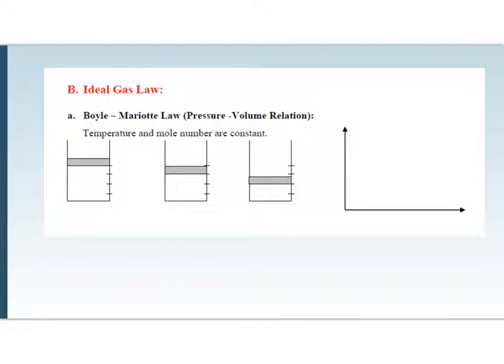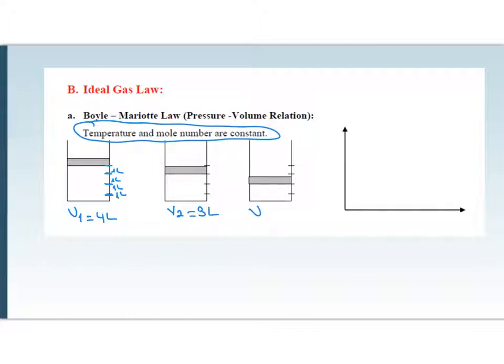Let's start directly with the ideal gas laws. The first law is the Boyle-Mariotte law, indicating the relation between pressure and volume. In order to examine this relation, the other variables like temperature and mole number should be constant. Let's say that each unit here is 1 liter. So let's say that volume 1 is equal to 4 liters. Now this one, volume 2 is equal to 3 liters. This one, volume 3 is equal to 2 liters. Let me say, I'm just making it up, the first pressure is equal to 3 atm.